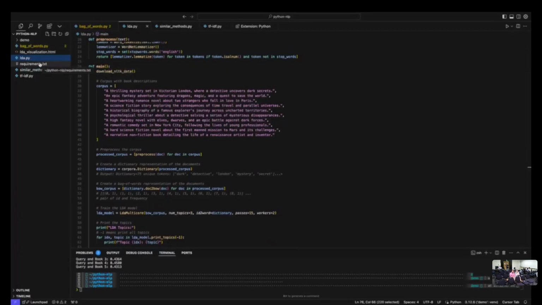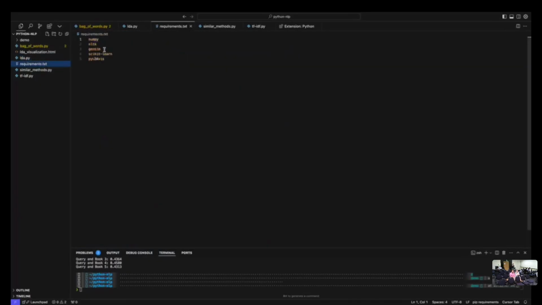Before that, regarding my setup, these are the packages that I've installed: NumPy, NLTK, Gensim. This is for the visualization, and these are the libraries.